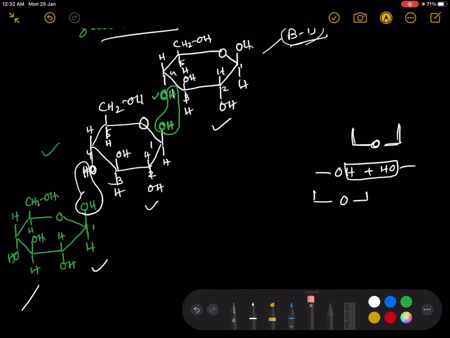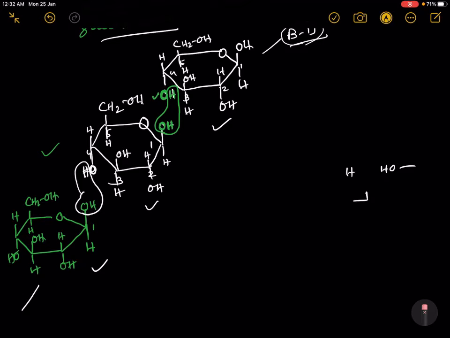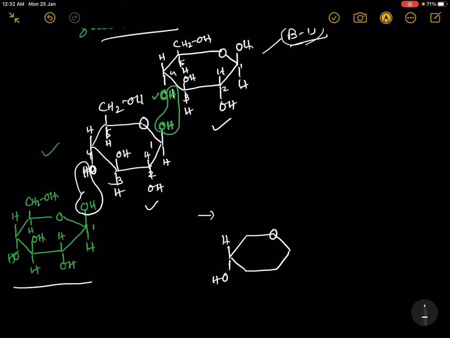Let me rub this part. You see, I am now writing this structure first. You see, this is beta D glucose, OH, OH, H, H, OH, H, and this is number 1 position. This number position is connected to O, this O. Then this is the number 4 position of second beta D glucose unit.